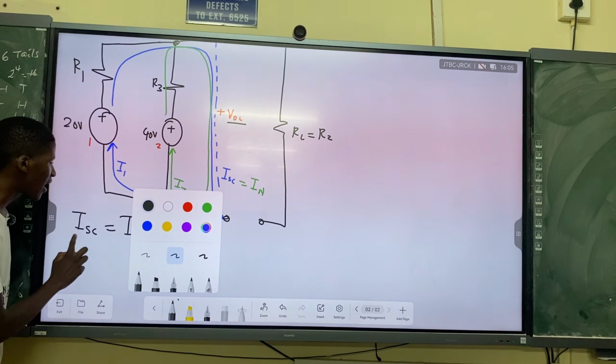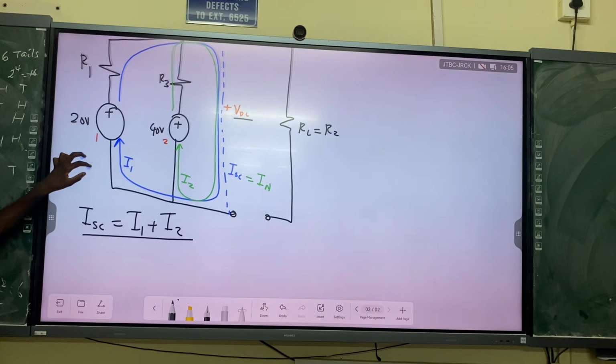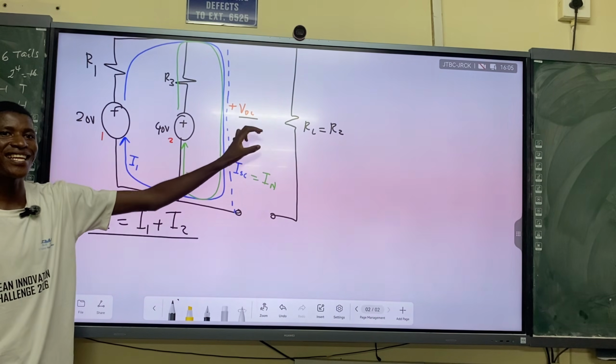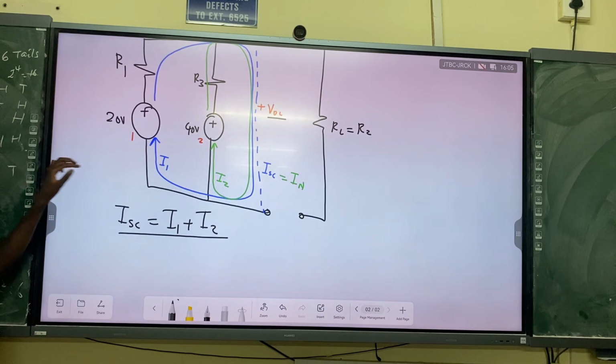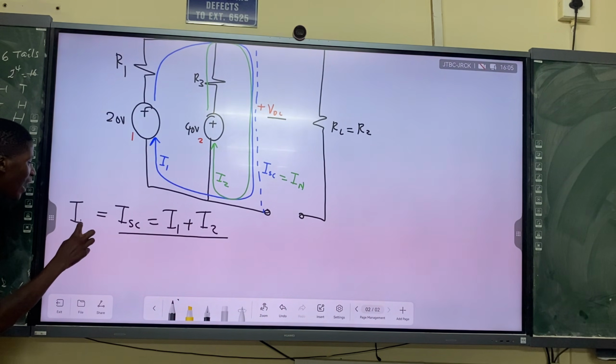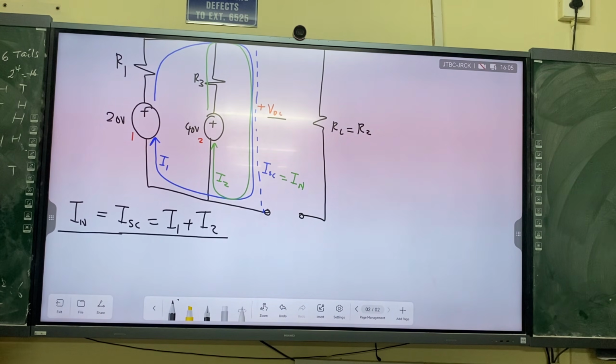So we're still going to calculate a short circuit current, but in Norton's theorem, the short circuit current is called Norton's current. So at the end of the day, our short circuit current is going to be our Norton's current.